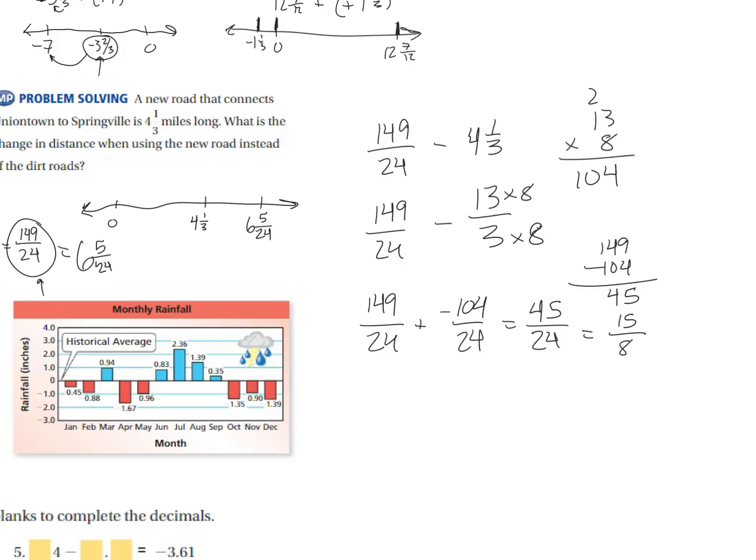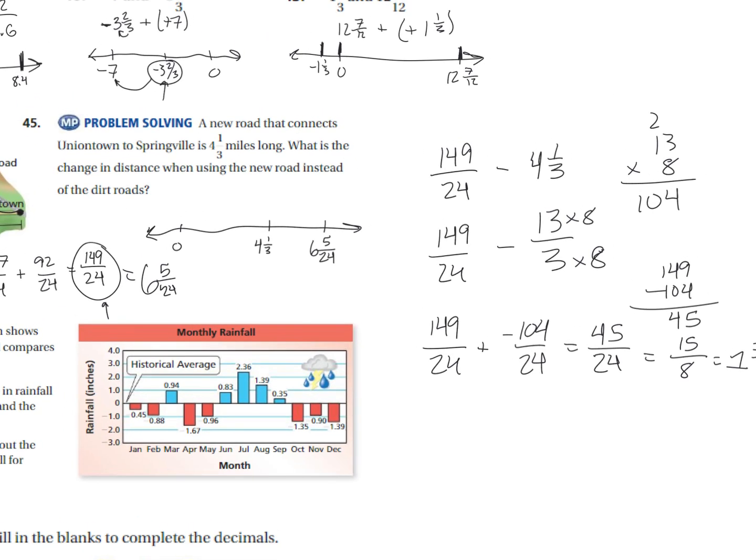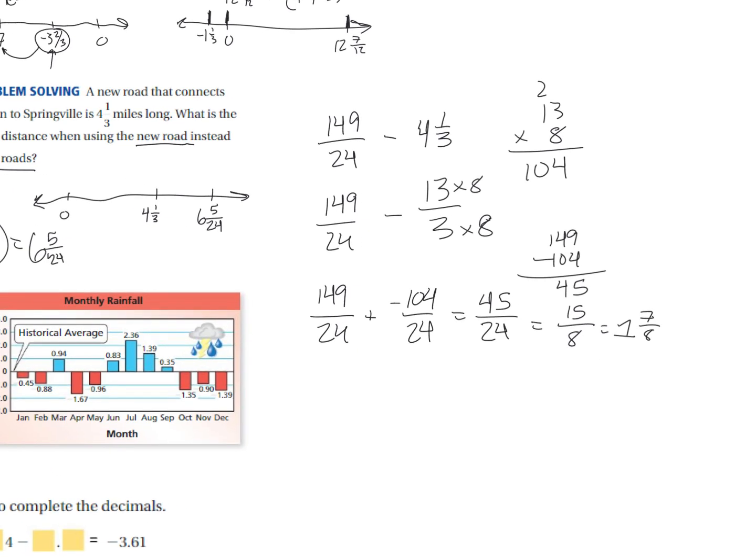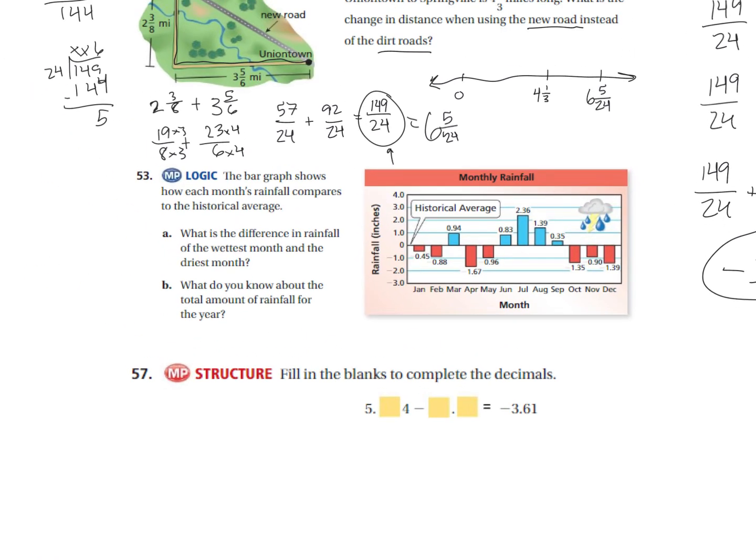Okay. And then 15 over 8 simplified would be 1 7/8. So when it says, what is the change in distance using the new road instead of the dirt roads? Well, it's 1 7/8 shorter. And if I want to say shorter, I'm using negative. So I'm going to say it's negative 1 7/8 difference. It's that much shorter. Okay.